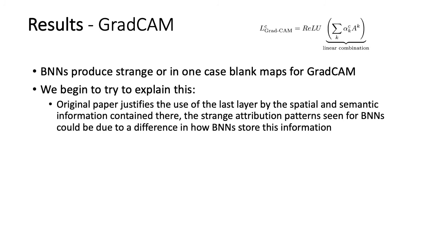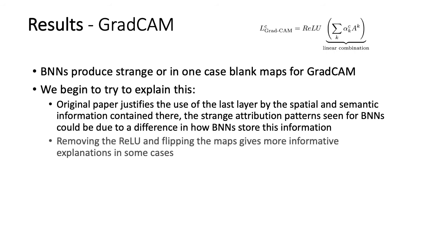We start to try and explain this. One possible explanation, looking at the original paper, which justifies the use of the last convolutional layer as the best compromise between spatial and semantic information, is that for binarized neural networks, or for some of them, this information is just stored differently. Another thing we look at is the ReLU.